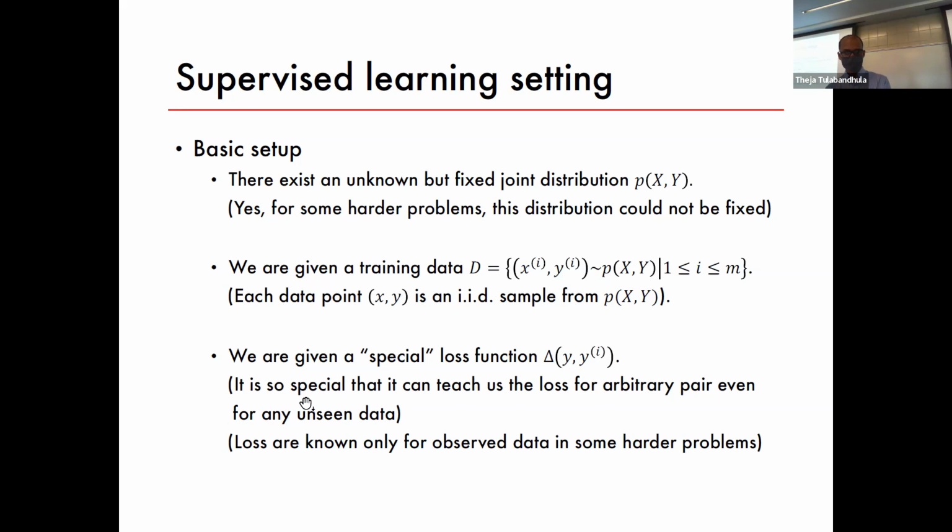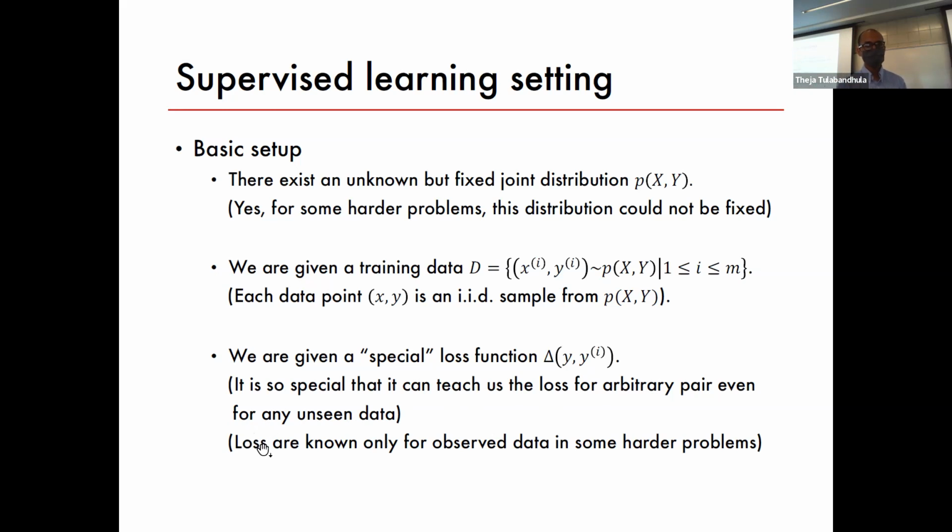And the point being made here is that it's so special that it can tell us the loss for an arbitrary pair of inputs. So I can tell you, if the ground truth is something, and you predict something else, what the loss is. Think of a five-class classification. The ground truth could be class one, but I can tell you what the loss is if you predict class one, class two, class three, class four, and so on. So that's a lot of information defined by this function.